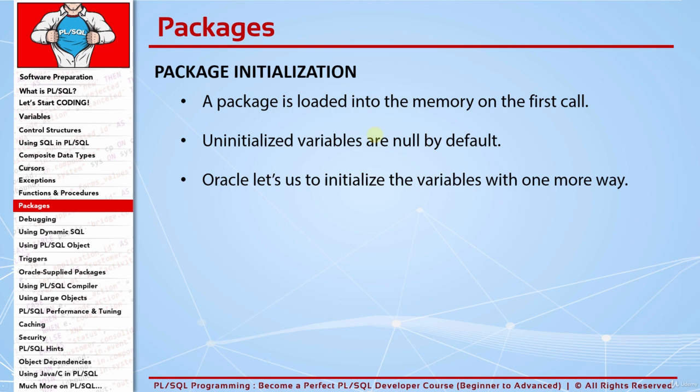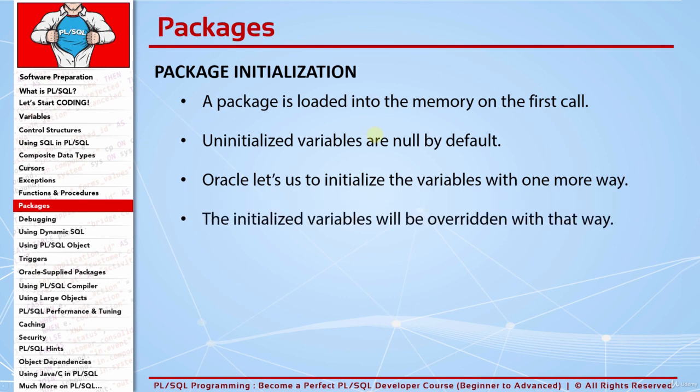Now, while our package is first loaded into the memory, we can set our package to run a block of code at first. I mean, in packages, we can write a block of code that will run as the very first job of a package. Here, we can assign some values to our variables. If we do that, the initialized variables are overridden and the new values are set for these variables.